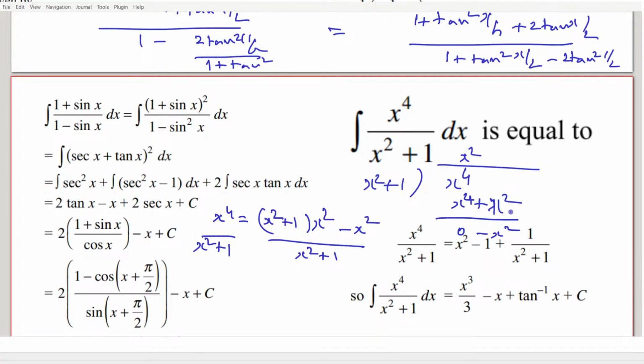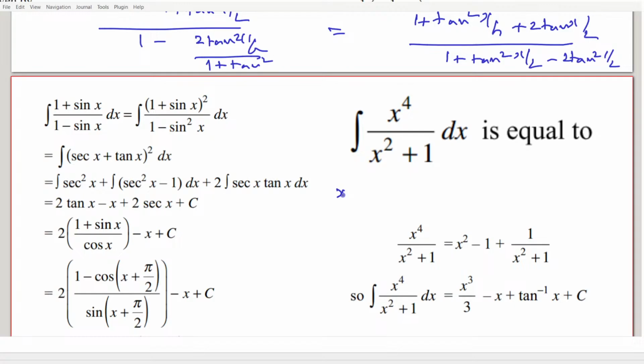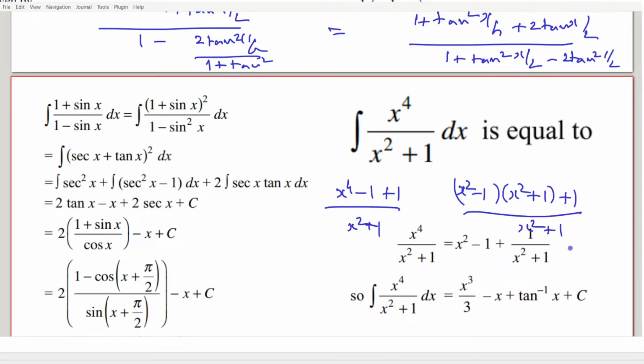So is it necessary to divide by x square plus 1? No, it is not necessary, otherwise you can write it like this. See, what he is trying to say is x power 4 minus 1 plus 1, by x square plus 1. This becomes x square minus 1 into x square plus 1, plus 1 by x square plus 1. So this becomes x square minus 1 on the left hand side and 1 by x square plus 1 on the right hand side.